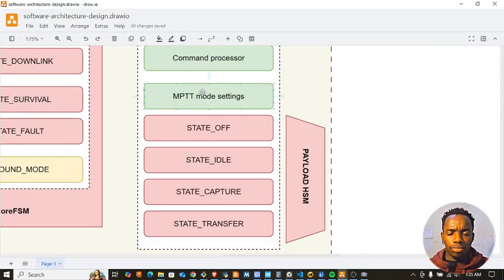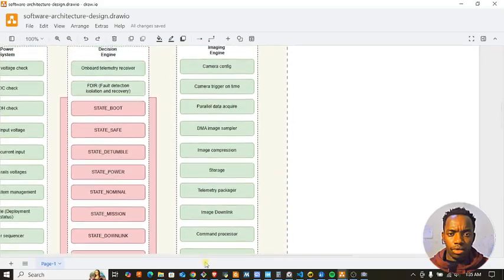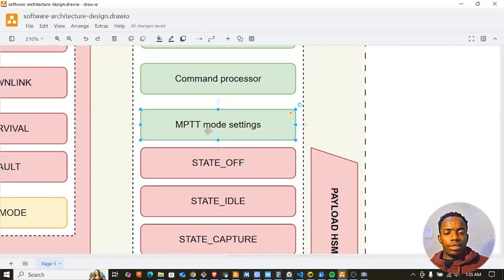What else? No, this should not be here. I think I copied this. It should not be here.